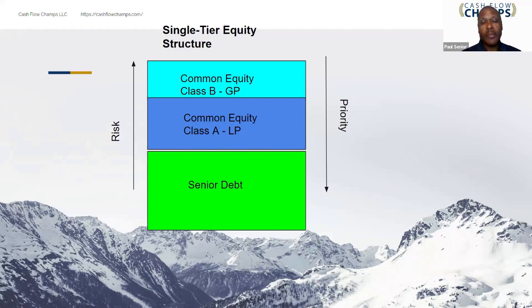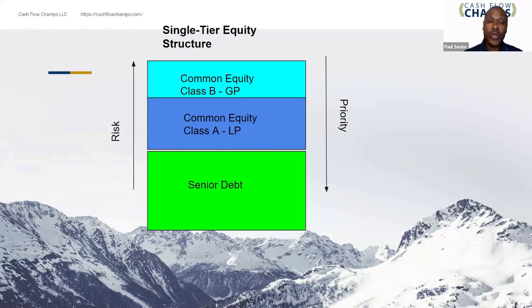So at Cash Flow Champs, we typically do a 70-30% split on the common equity, where 70% goes to the class A and 30% goes to the class B here, which is the GP. So in terms of priority for single tier equity structure, when the deal is sold, the senior debt gets paid first, then the class A common equity, and finally the class B common equity, which is the GP team. We get paid last in these structures.